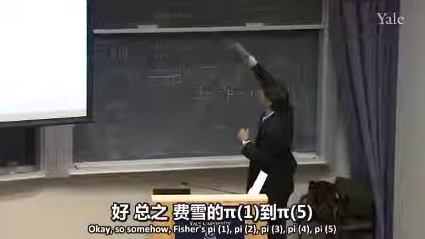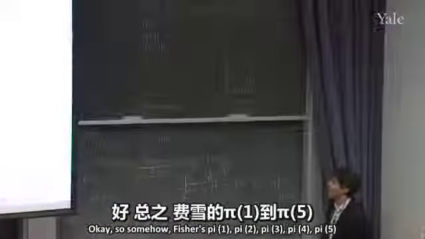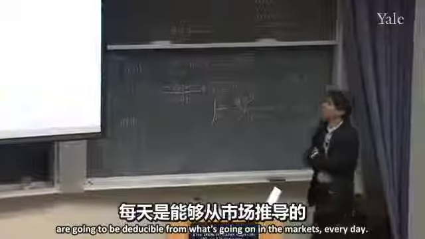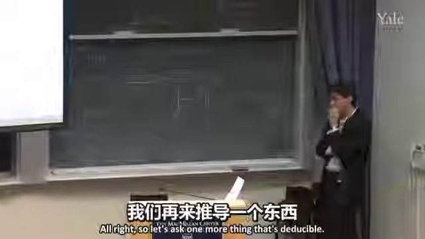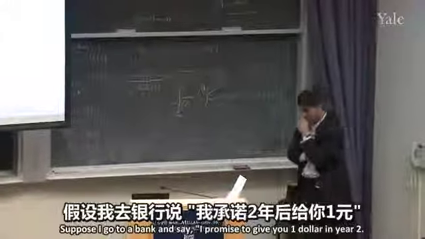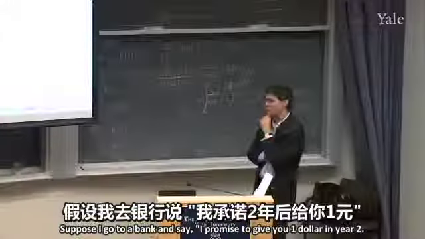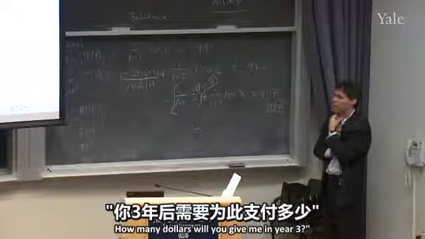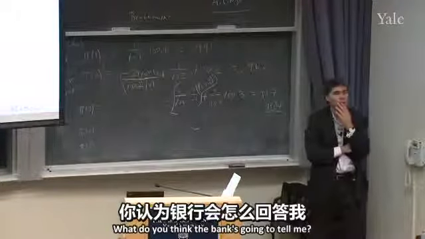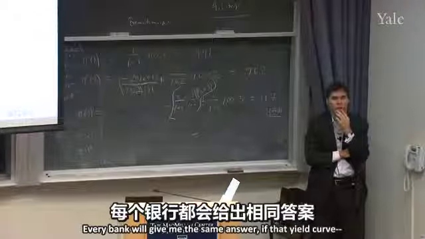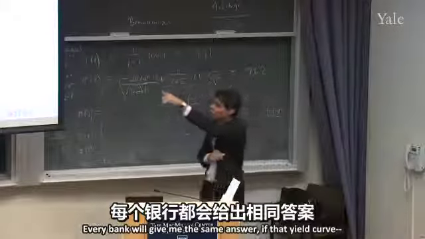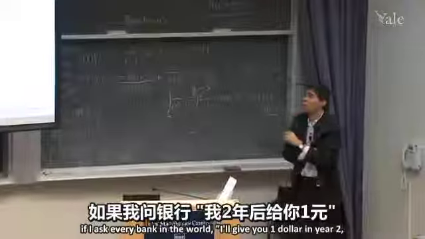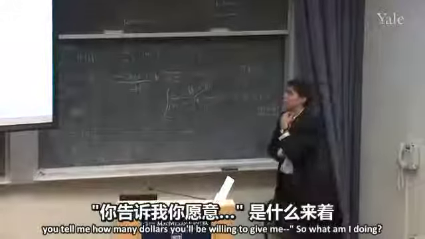Okay, so somehow Fisher's pi 1, pi 2, pi 3, pi 4, pi 5 are going to be deducible from what's going on in the markets every day. All right, so let's ask one more thing that's deducible. Suppose I go to a bank and say, I promise to give you $1 in year 2. How many dollars will you give me in year 3? What do you think the bank's going to tell me? Every bank will give me the same answer, given this morning's yield curve. If I ask every bank in the world, I'll give you $1 in year 2, you tell me how many dollars you'll be willing to give me.